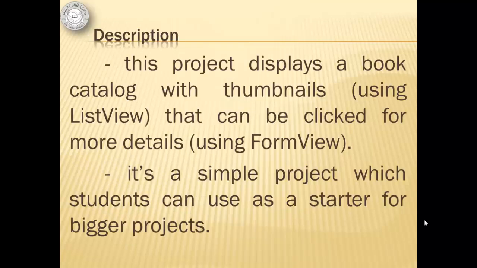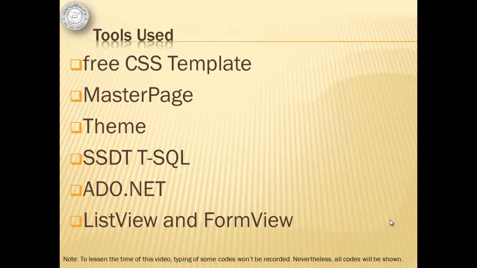This is part 31 in the series and is our second small project in ASP.NET about a product catalog. This project displays a book catalog with thumbnails using ListView that can be clicked for more details using FormView. It's a simple project which students can use as a starter for bigger projects. The tools used are a pre-CSS template from the internet, a MasterPage, theme, TransactSQL, ADO.NET, and ListView and FormView.